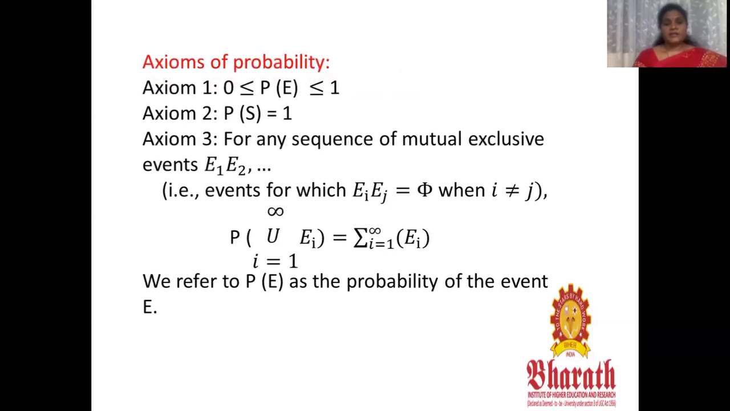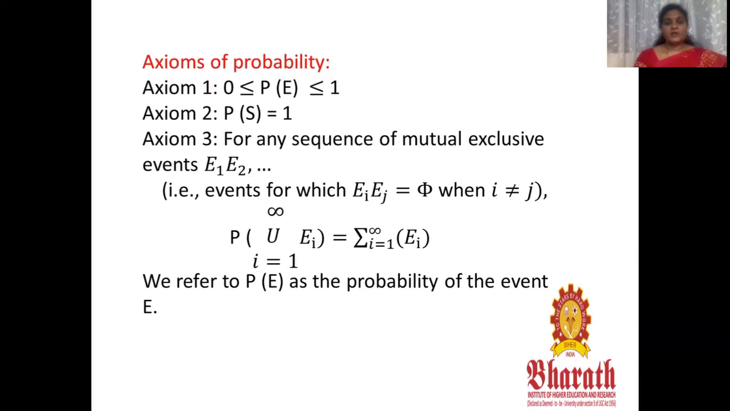Next one, axioms of probability. Axiom 1: probability lies within 0 and 1. So it is given as 0 less than or equal to P(E) less than or equal to 1. Axiom 2: probability of S is equal to 1.